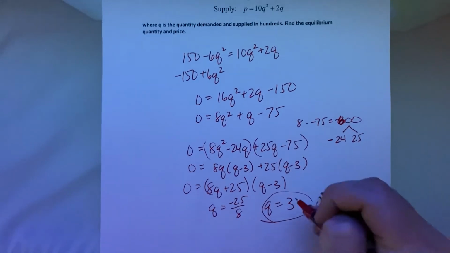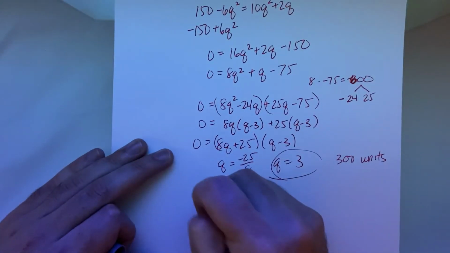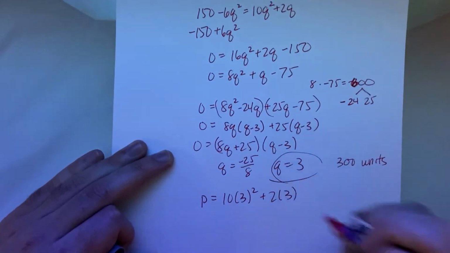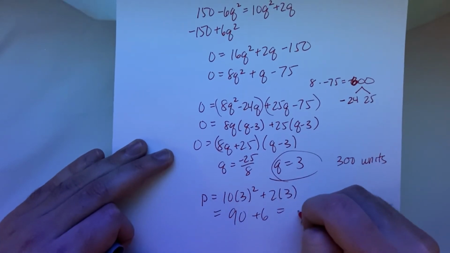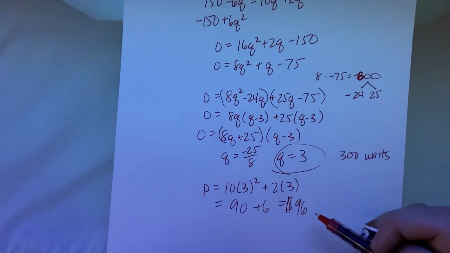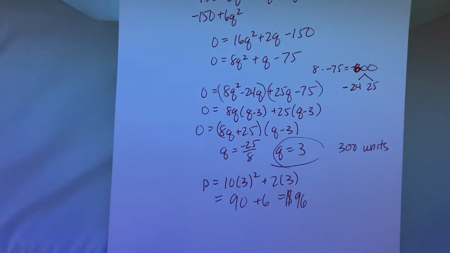To find price, I'm going to plug that 3 in to either equation. So P equals 10 times 3 squared plus 2 times 3. That's 90 plus 6, or $96. So our equilibrium is $96 and 300 units produced. And that is the end of 3.4.